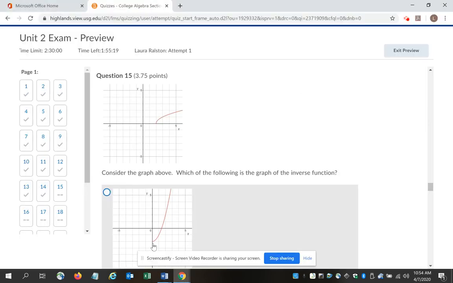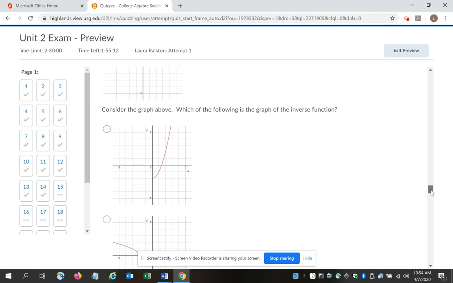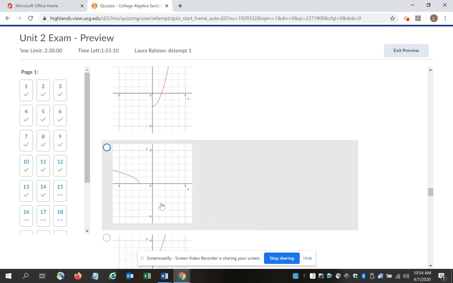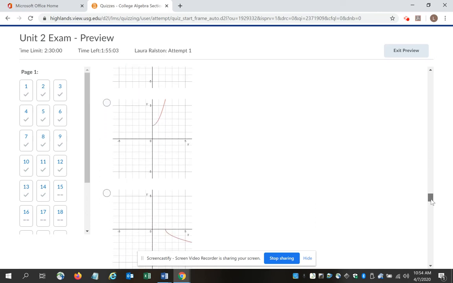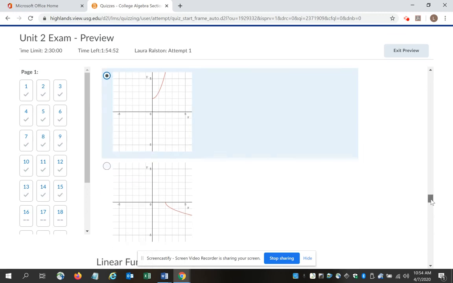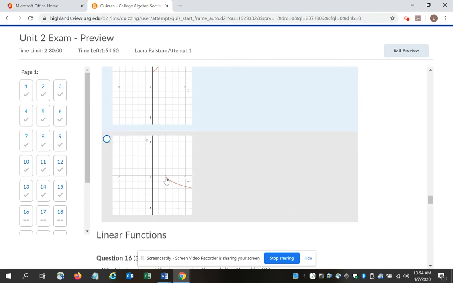So that has 0, negative 2, so it's not the first one. The second one has negative 2, 0. It's not the second one. The third one looks promising because I have 0, 2, and I also have 1, 3. So it's the third one. If you want to check, the fourth one is still at 2, 0, so it doesn't fit.